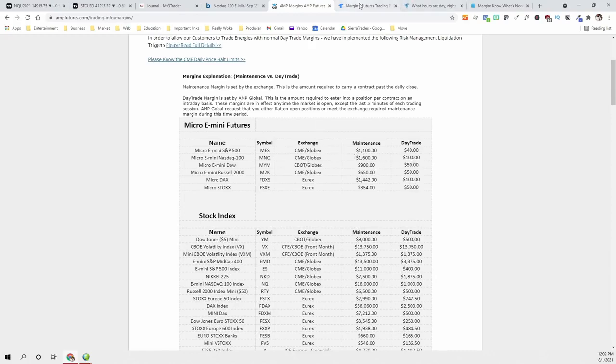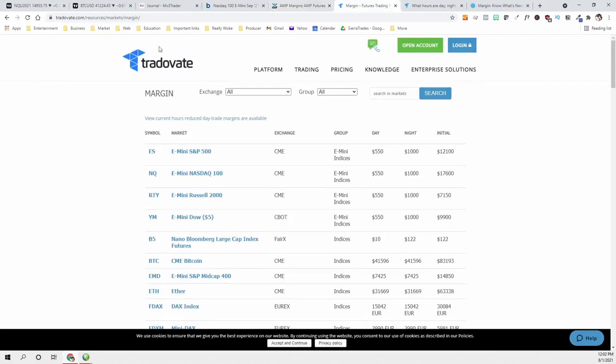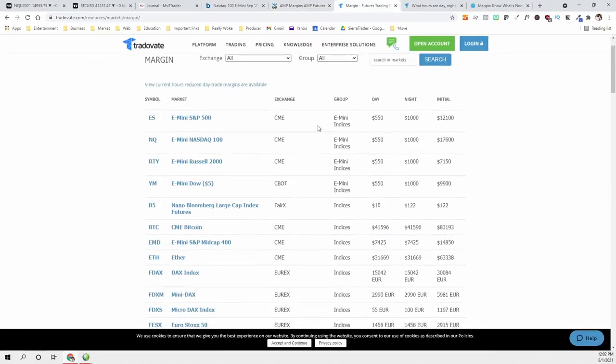Okay, now let's say, just to give another example, you open an account with TraderVate. So here's TraderVate's information. I'm only showing this to show that it varies depending on the broker that you're trading with, right?